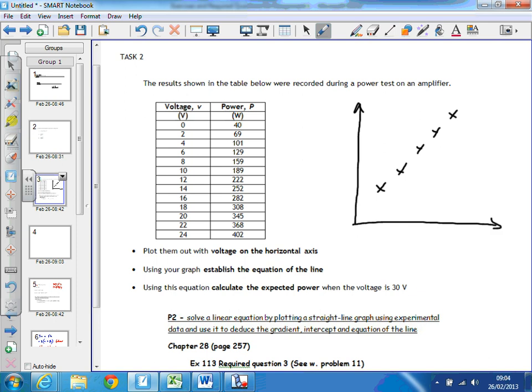I'll plot one variable against another. We tend to plot the independent variable on the x-axis, which is the one that we can control, and the dependent variable, the one that depends on x, on the y-axis. It tells you in this assignment which one to plot on which axis, so there's no confusion. Plot the voltage on the horizontal axis, the x-axis, so don't make that mistake.